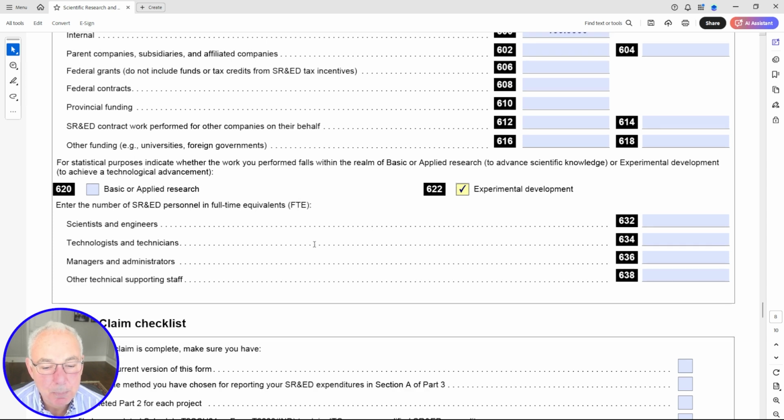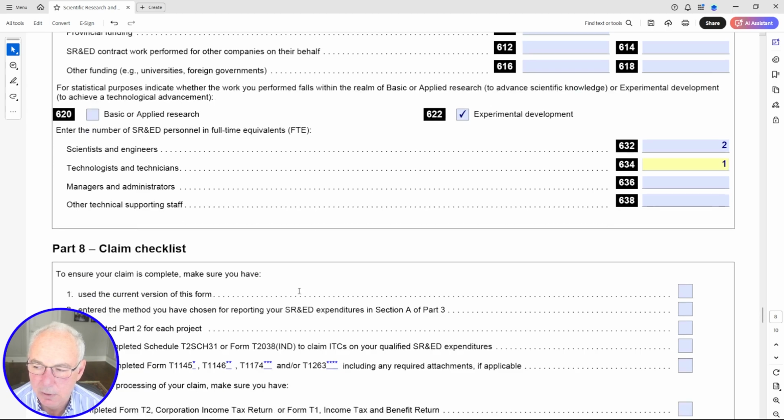Remember, there were 3 people in our company. The government wants to know what kind of individuals those were. So frankly, the most popular or the most important people to have as part of your claim are the people who are directly involved, who have the technical qualifications to undertake the research. And so that's most likely the first 2 groups of people here compared to the second 2 groups of people. So for argument's sake, we'll say we had 2 scientists and engineers and 1 technologist or technician involved in this year's project.